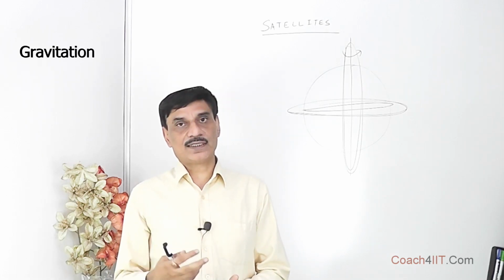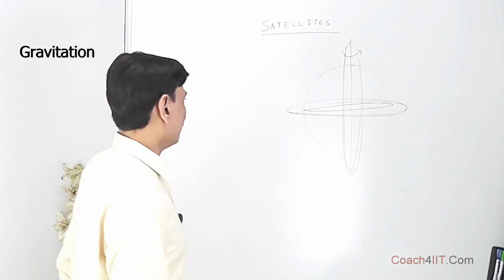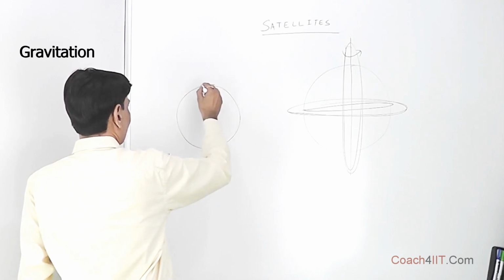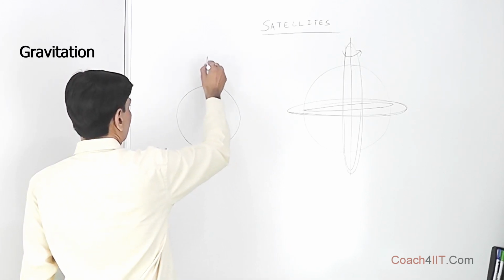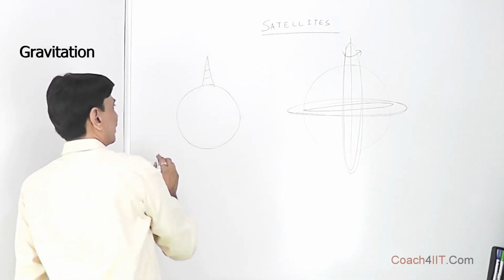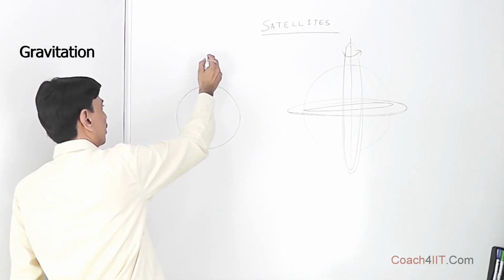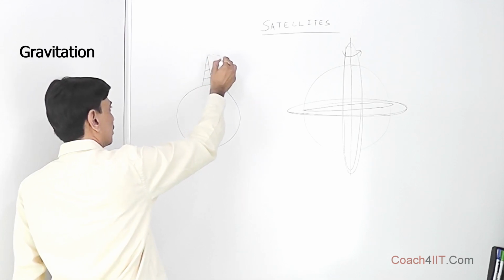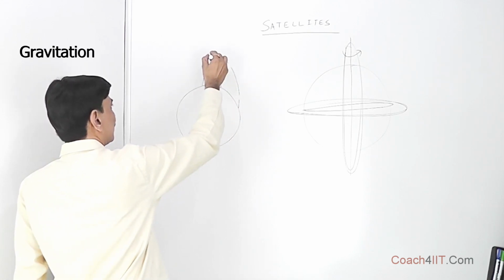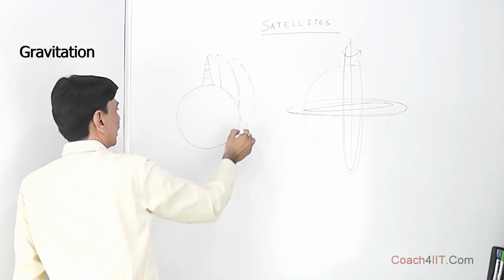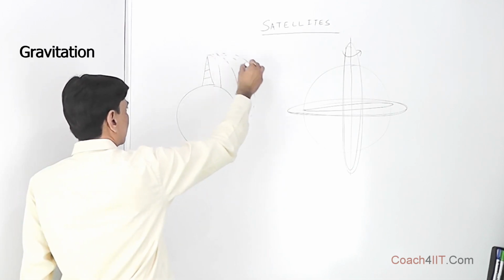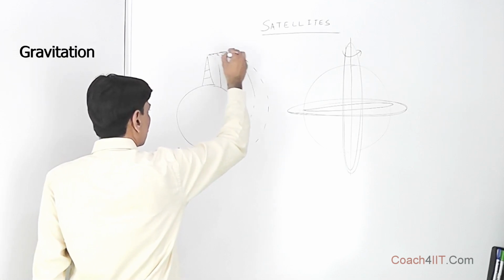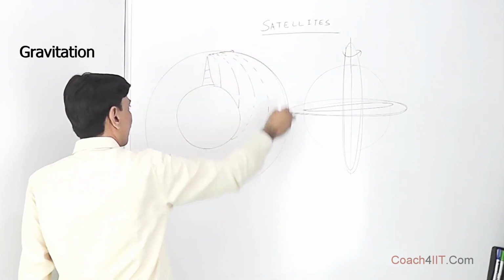The basic principle of a man-made satellite is this: suppose we take this as Earth and there is a huge tower. From here, let's say a body is projected with a small horizontal velocity, so it will fall like this. If we give a greater horizontal velocity, it will fall like this. With a still greater velocity, it will go like this. And if we give a still greater velocity, it may start orbiting around this Earth.